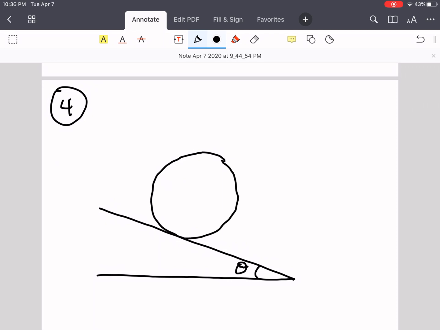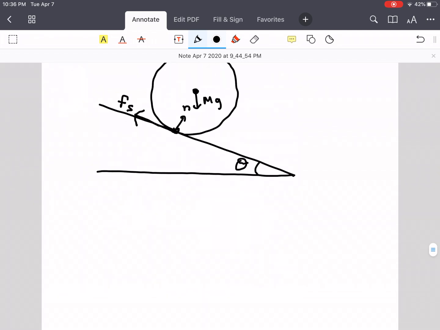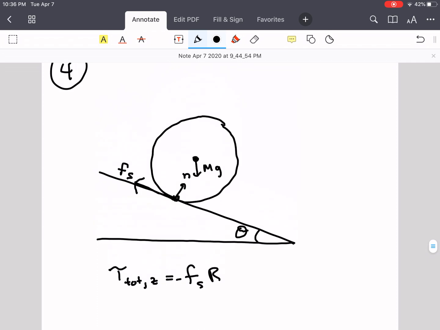So the forces that act on this object are gravity, normal force, friction, which goes uphill, and in this case, static friction, which goes uphill. And that's it. From this, previously, we were able to establish that the torque in the z direction is equal to negative Fs times r, because it creates clockwise torque, so that's a negative torque.